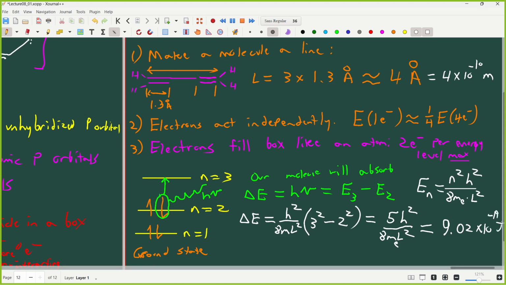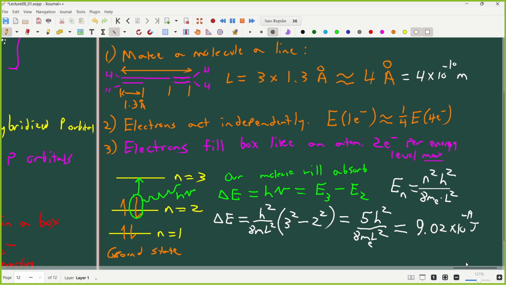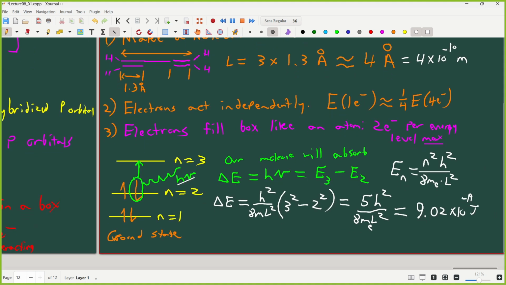Now that number is not particularly helpful for us because remember, we're shining light at it. So we have light of a given wavelength or frequency. What we need to do is convert this energy into a unit that's more appropriate for us, which would be wavelength. We were going to have a laser or some sort of light source shining through our material, and we want to know the absorption as a function of the wavelength of our light. So how do we get from joules to wavelength?